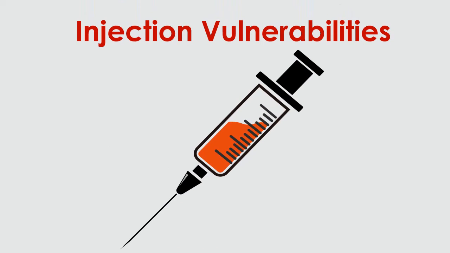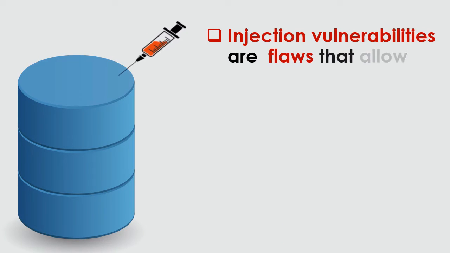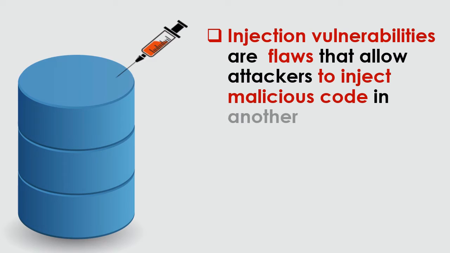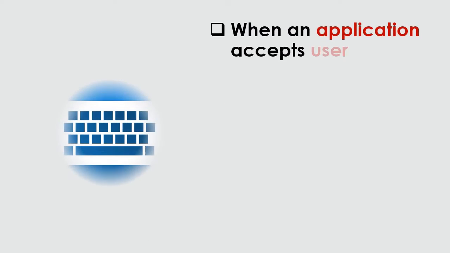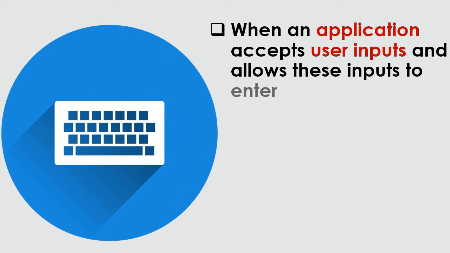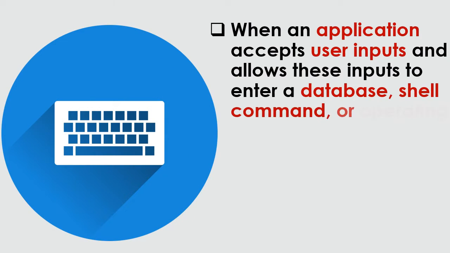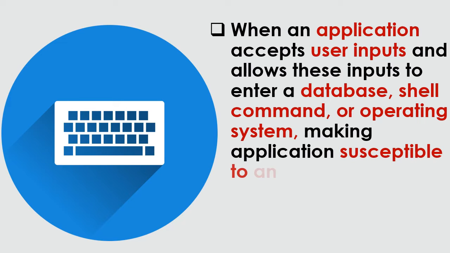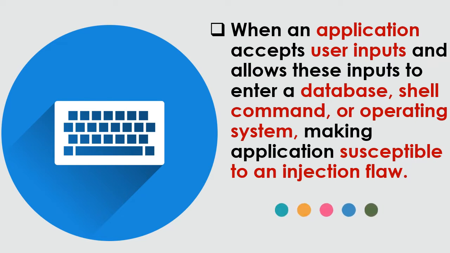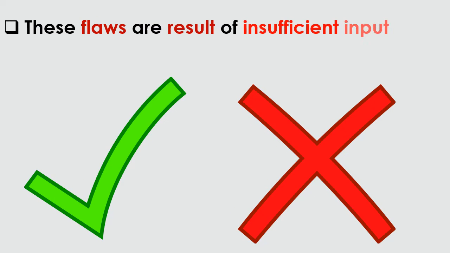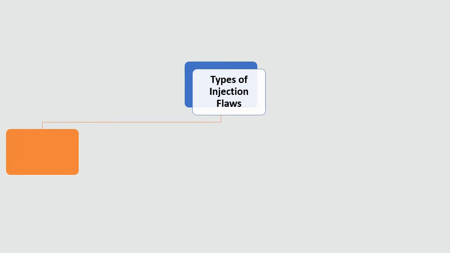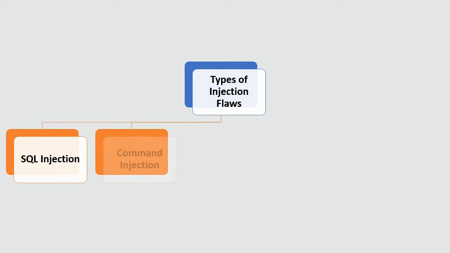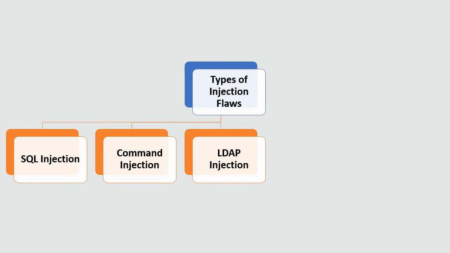Injection vulnerabilities. Injection vulnerabilities are flaws that allow attackers to inject malicious code into another system using an application. This happens when an application accepts user inputs and allows these inputs to enter a database, shell command, or operating system, making the application susceptible to an injection flaw. These flaws are a result of insufficient input validation. Common types of injection flaws are SQL injection, command injection, LDAP injection, XPath injection, and XML injection.